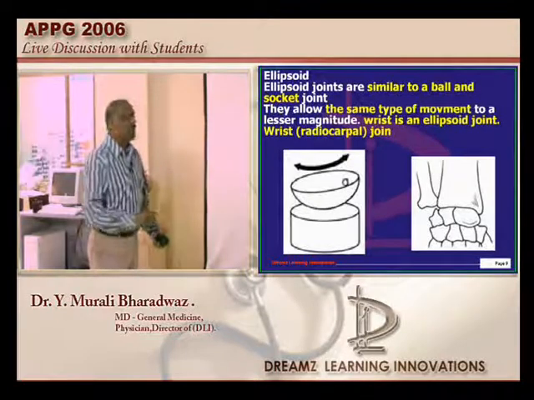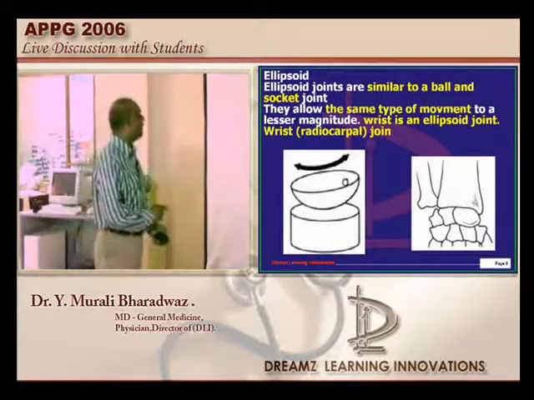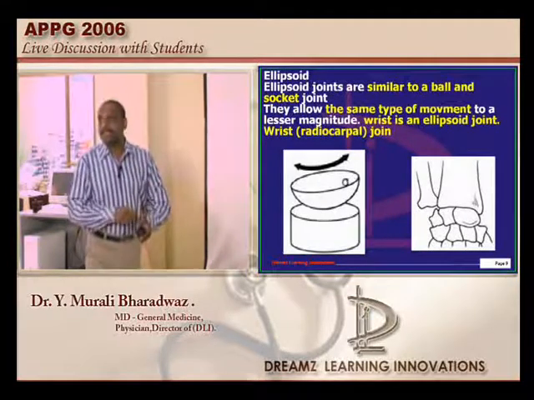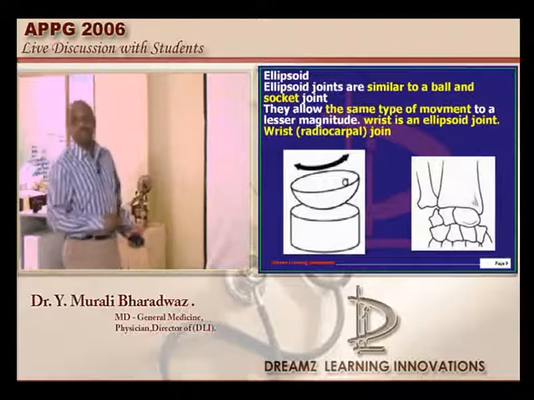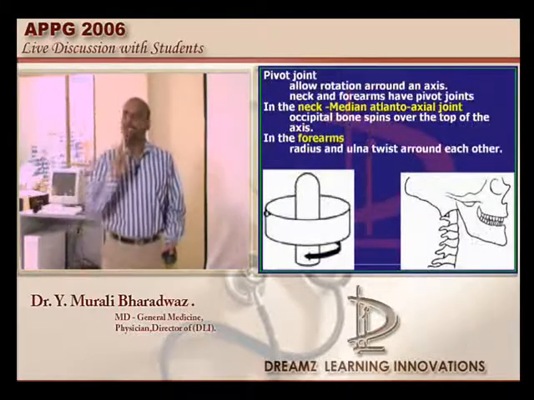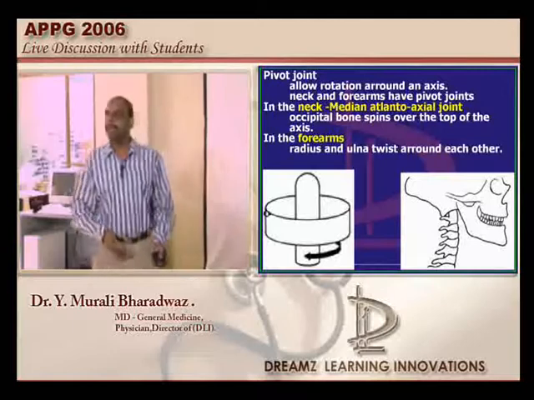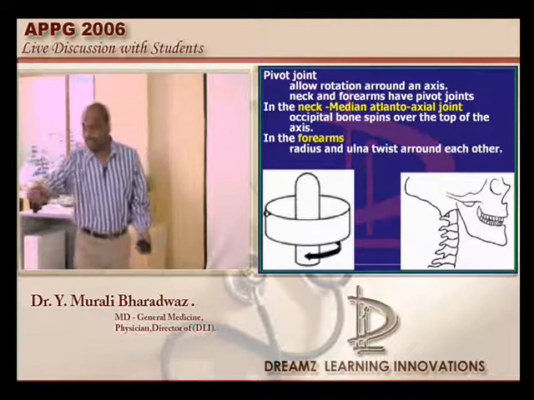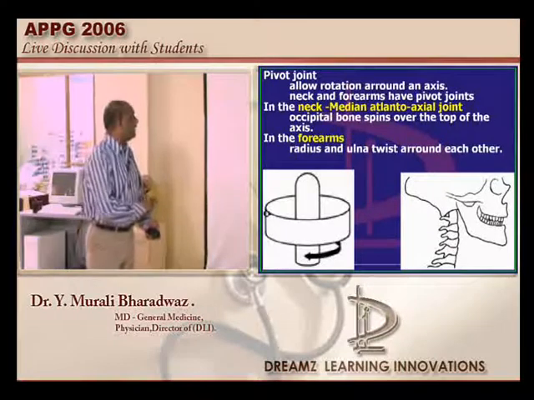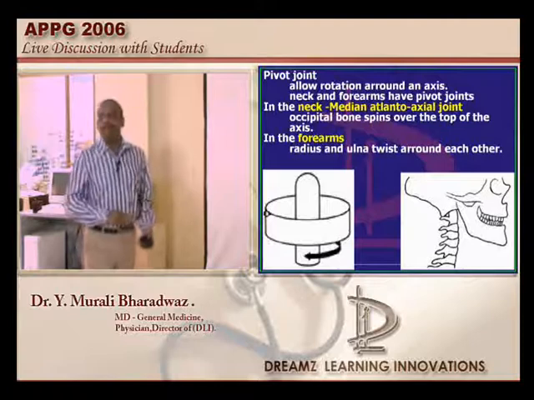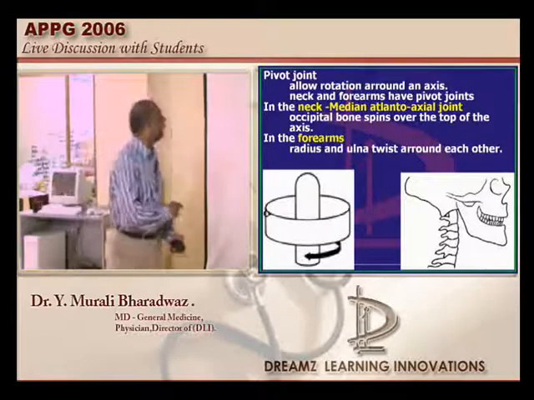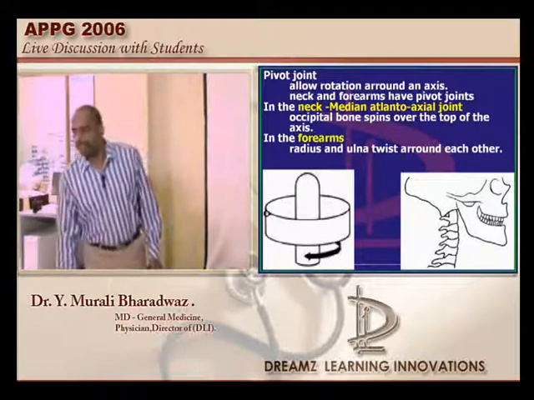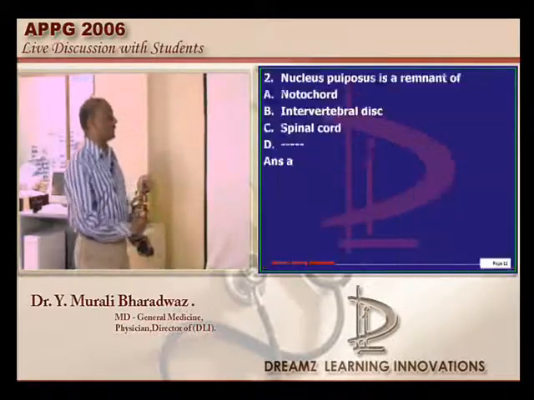And you have an ellipsoidal joint. It is very similar to that of the ball and socket, but the best example is the wrist radiocarpal joint is an example of the ellipsoidal joint. Then you have a pivot joint. Around the central axis there will be a rotation which will be happening. The classical example is the forearms. You have the radius and the ulna twisting around each other. The other one is in the neck, the median atlantoaxial is an example of the pivot joint is what I want to underscore. So finally, what is your confident answer and the correct answer, doctor? It is the saddle joint is what I want to underscore to all of you.